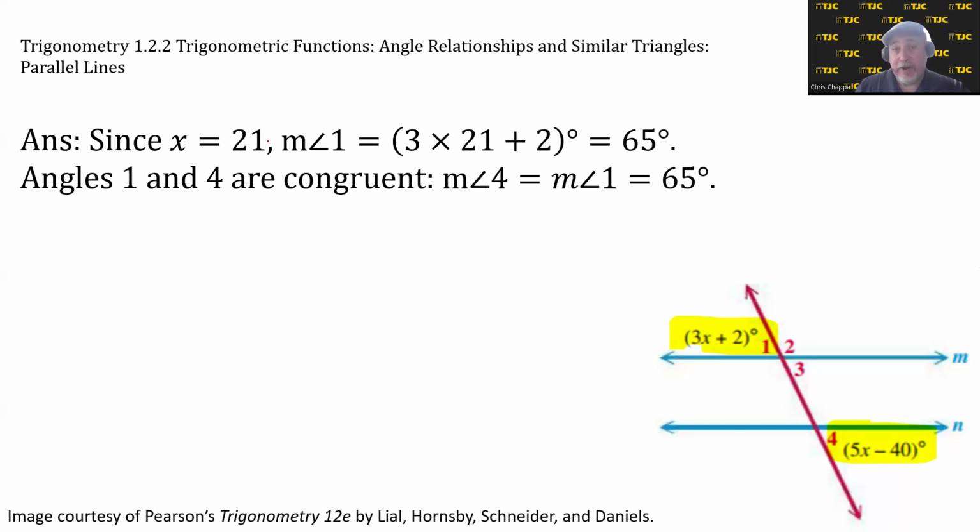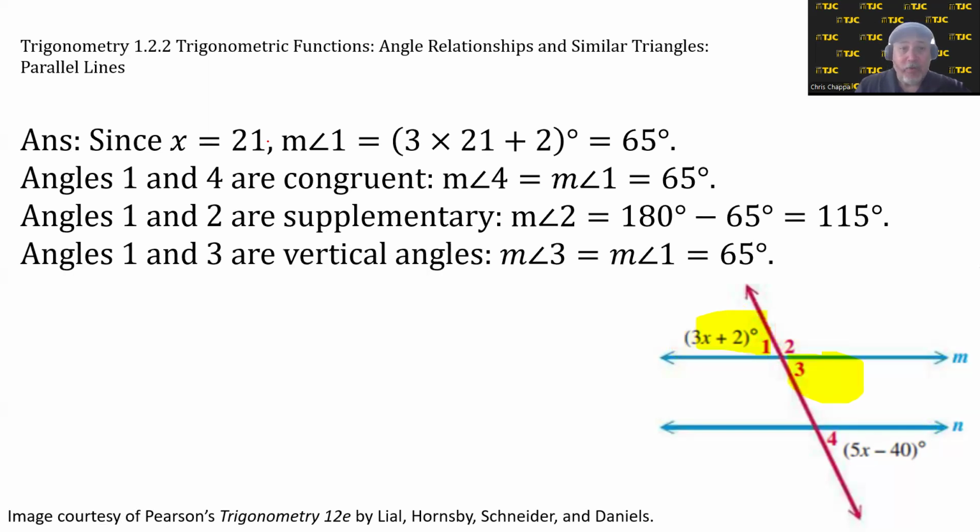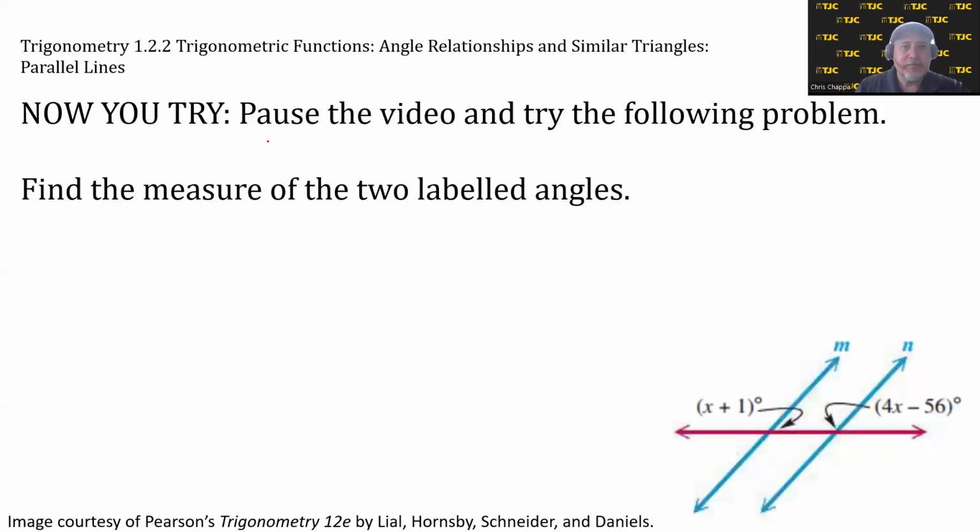Now, what about 2 and 3? Well, angle 1 and 2 are supplementary. They're adjacent. So the supplement of 65 is 115. And 1 and 3 are vertical angles. So they have equal angle measures of 65 degrees.